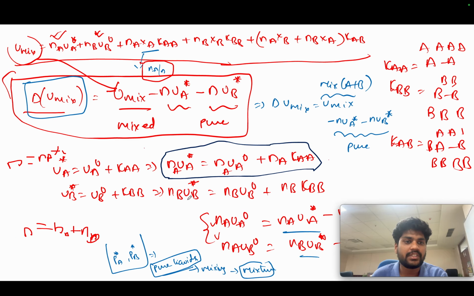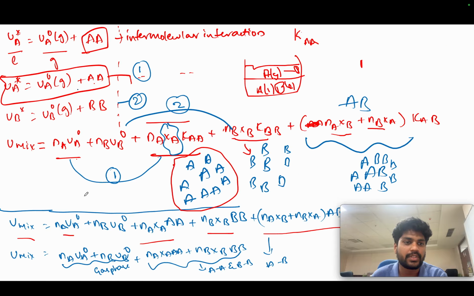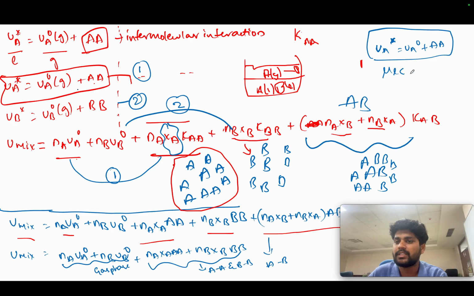Once we have this equation, what we want to find out is the difference between the mixture and the pure liquid. So I have taken the initial equation, which we consider as mu A star equals mu A naught plus AA. As of now, just remember this equation, because we understood that mu L is less than mu A.